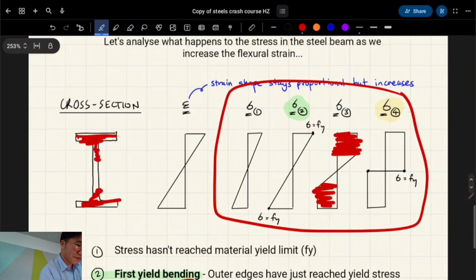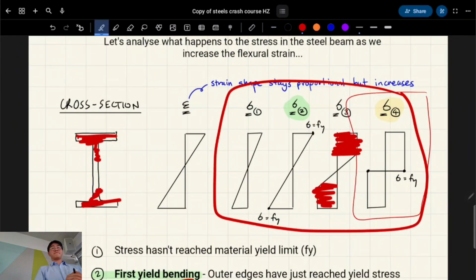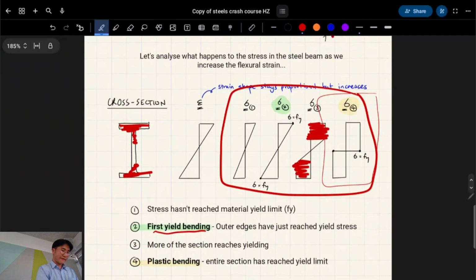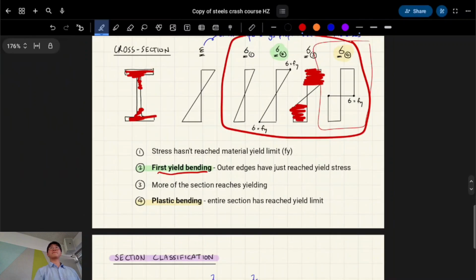So what's happened in this last one here? It becomes fully plastic. Exactly. So that's called plastic bending. Yeah, that's it.